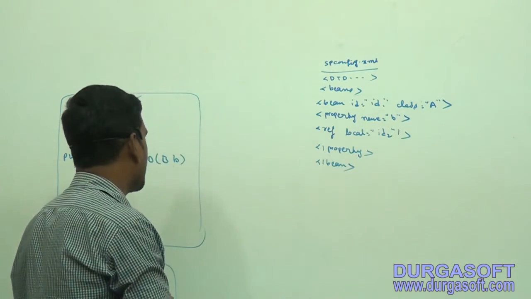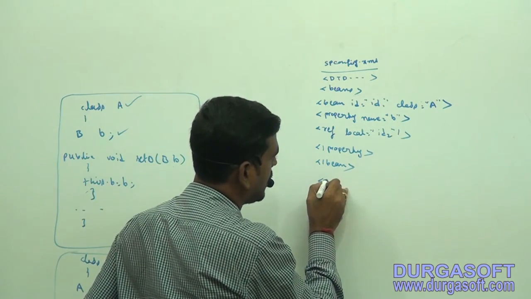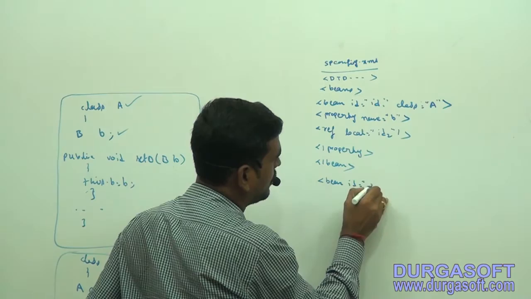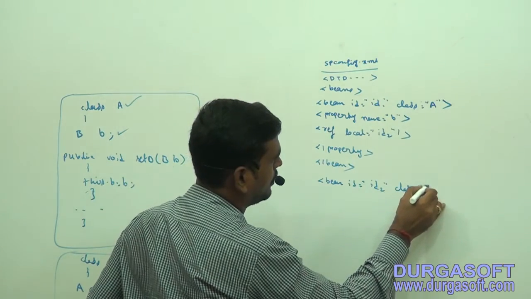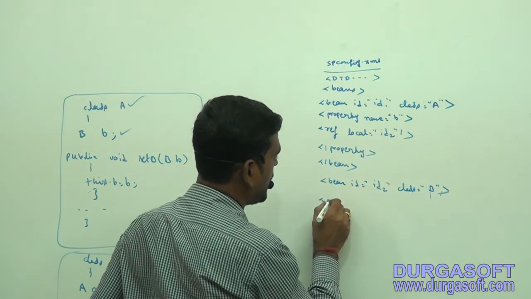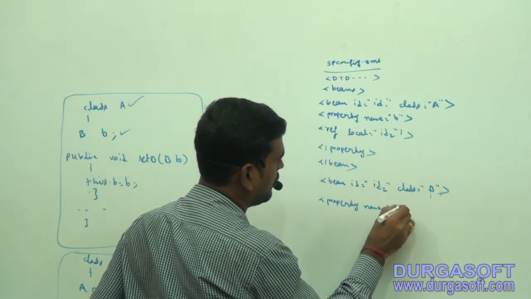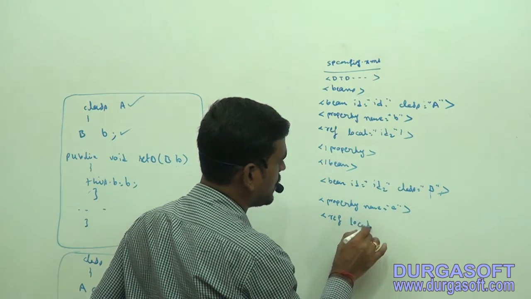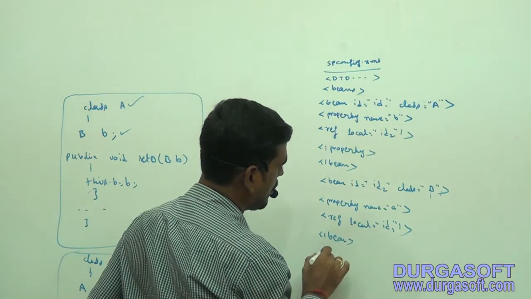The next, we have to configure the B class. How to configure? We have to configure like this. Now bean id is equal to id2, class is equal to B. The next, property name is equal to a. The next, ref local is equal to id1. Close the bean, close the beans.